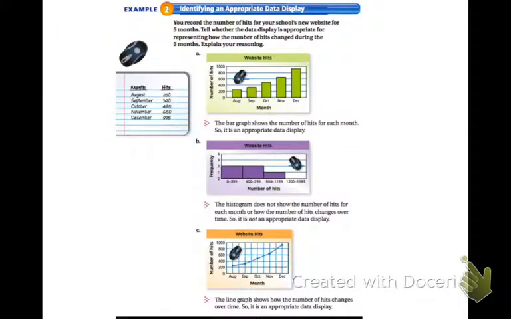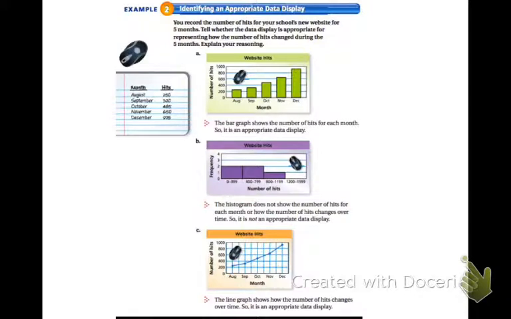The next thing we're going to look at is identifying whether or not a display is appropriate. So I know that this turned out really small on this presentation and in the video, but if you open your textbook, I believe this example, this is example 2, and it's found on page 395. You can see it a little bit more up close. So what we have here is the number of hits your school's new website gets for 5 months. So it's a 5-month period from August, September, October, November, and December, and these are the number of hits.